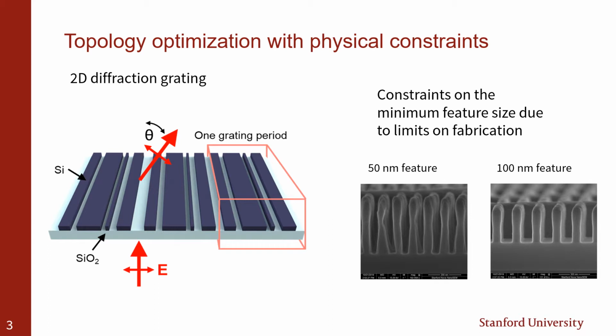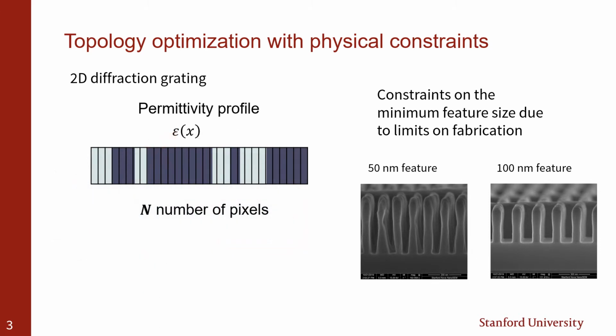In conventional topology optimization, the pattern is described by the permittivity at each pixel. And the width of each pixel can be only a few nanometers. However, it is unrealistic to have silicon nanoridges with only one pixel width.